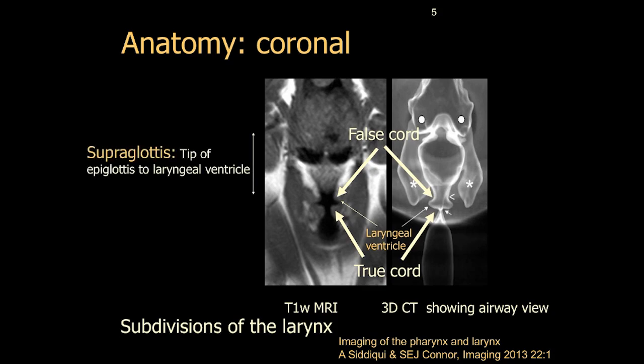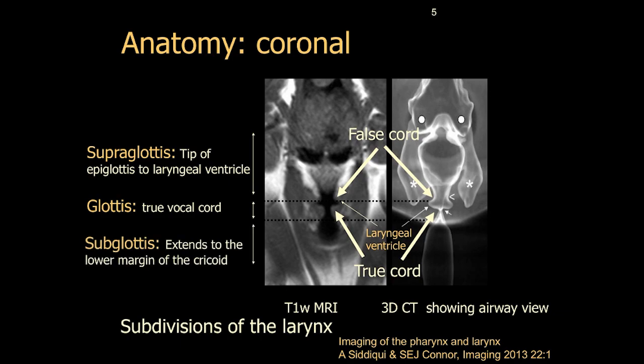These are key anatomic landmarks which essentially divide the larynx into different compartments. Everything above the laryngeal ventricle to the tip of the epiglottis is the supraglottis. The glottis is the level of the true vocal cords and is mainly composed of the thyroarytenoid muscle, which forms the bulk of the glottis, and the vocal ligaments. Below the glottis, you have the subglottis, which extends to the lower margin of the cricoid.